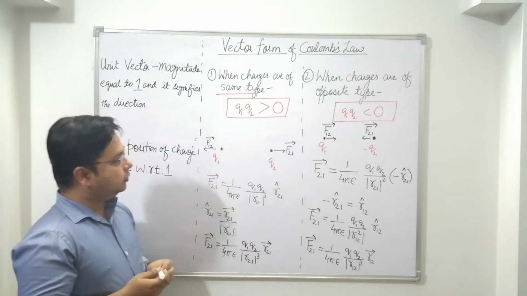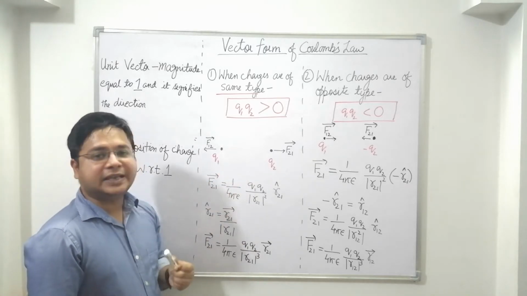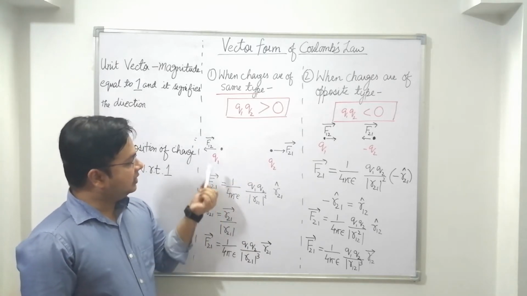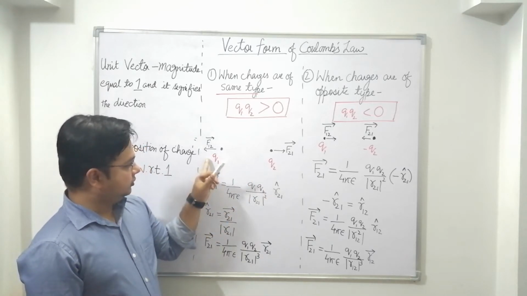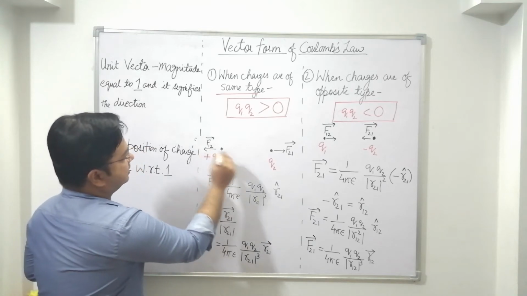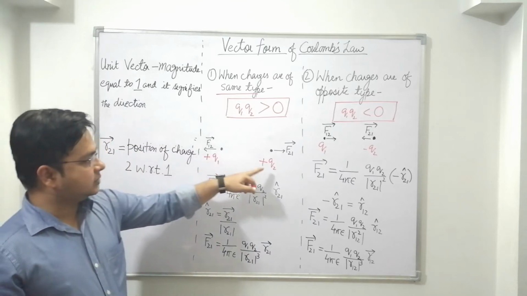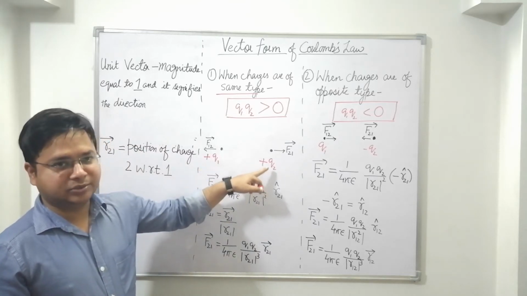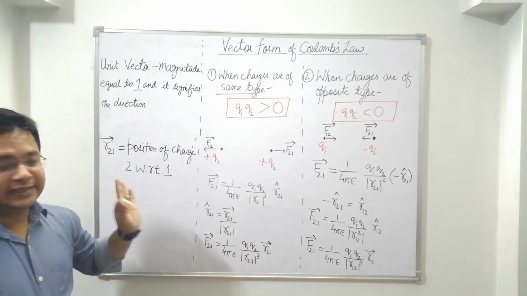Now let us see how the force will act when the charges are of the same type. In this example I have taken Q1 and Q2 as positive, which is why I have not put a sign here. You can put plus here. Similarly, I can replace this plus with minus. In both the cases the directions of F21 and F12 will remain the same.